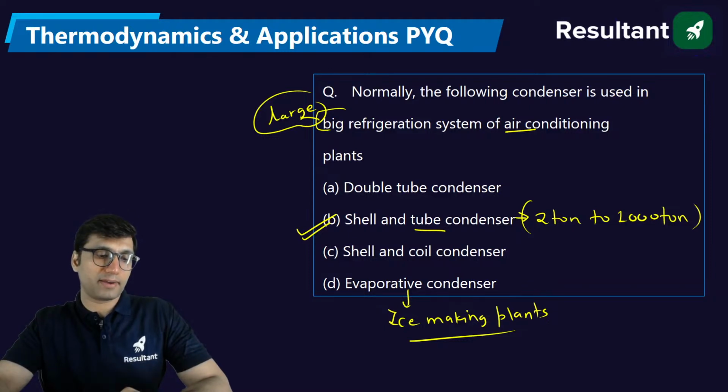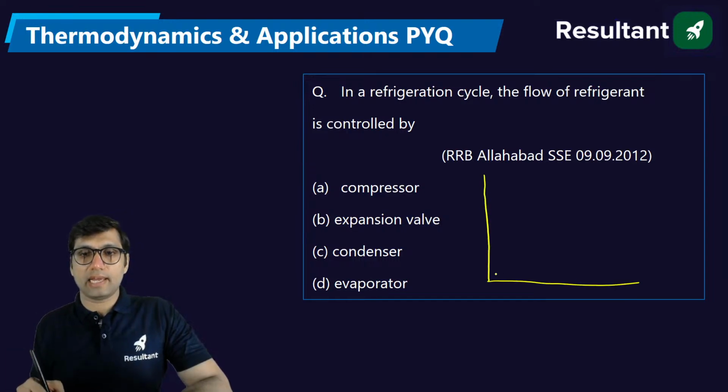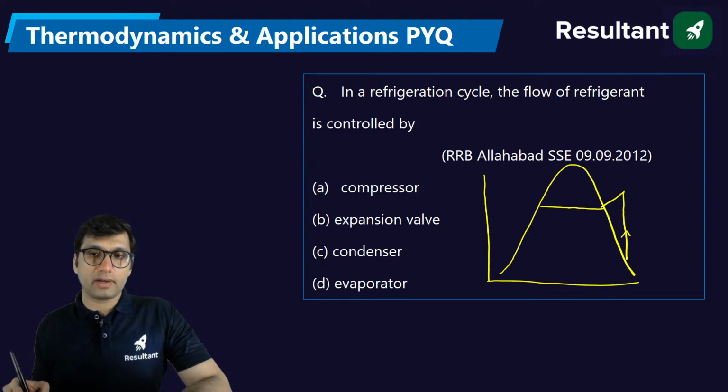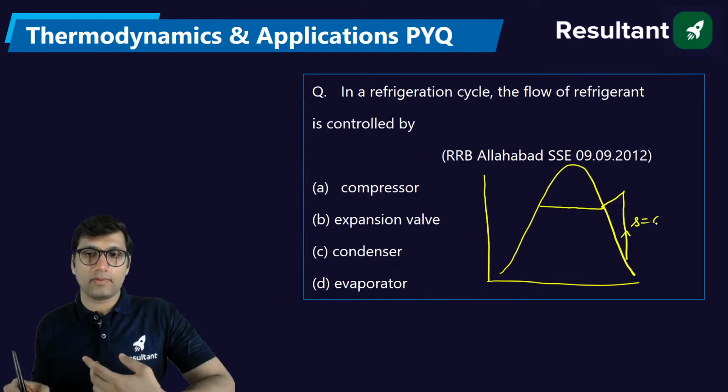Especially for ice making plants. In our refrigeration cycle, the flow of the refrigerant is controlled. If you see a refrigeration cycle, then the refrigerant will flow through many components and it will work in a cycle. Firstly, it will go into a compressor. When it goes through the suction process, it will enter the compressor and undergo adiabatic compression, reversible adiabatic compression from 1 to 2. And after getting compressed, the heat will be rejected with the help of a condenser, right?